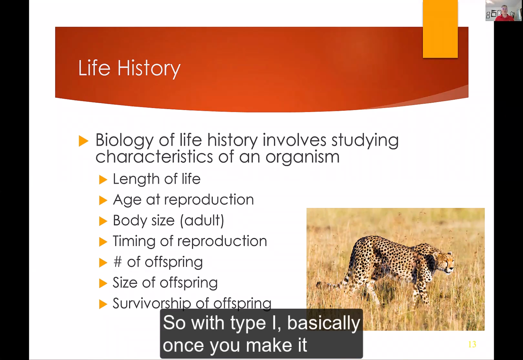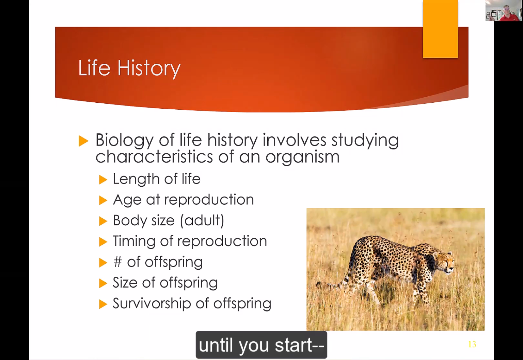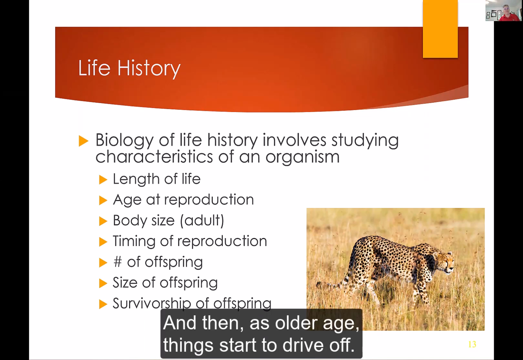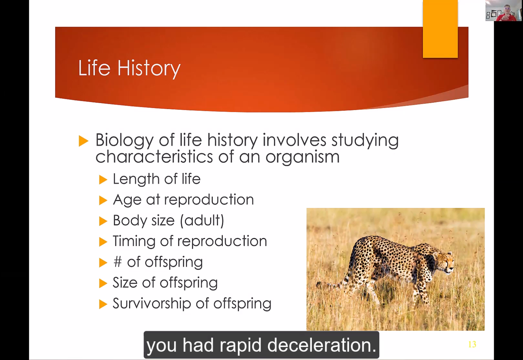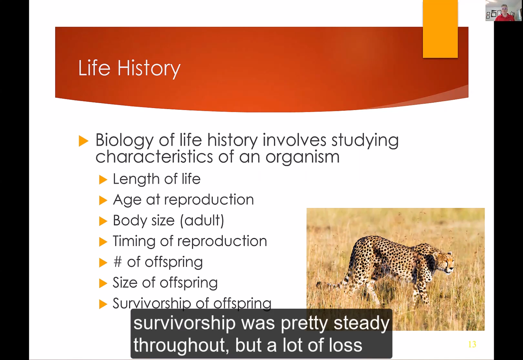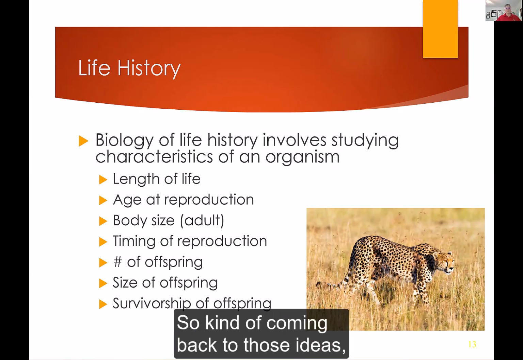So with type 1, basically once you make it past the first year or so, survivorship's pretty high until, at least in the graph we were looking at with the sheep, about year 12. And then, as older age comes, things start to drop off. And then with type 3, which was the example with sea turtles, you had rapid deceleration. And then if you made it past that first year, again, survivorship was pretty steady throughout, but a lot of loss of individuals initially. So kind of coming back to those ideas.